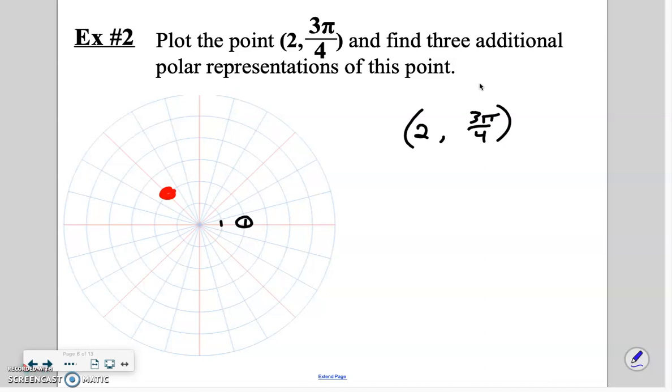Okay, so is everybody content with plotting the point at (2, 3 pi over 4)? Could we have done it the other way? Meaning, could I have located this guy right here, that's 3 pi over 4, and then just counted out to where R is 2, a distance of 2 from the pole to the point on that particular line? Absolutely. All right, so that's the first thing that we were supposed to do. Step 1, check, done. Now the rest of this problem says that we're supposed to find 3 additional polar representations of this point.